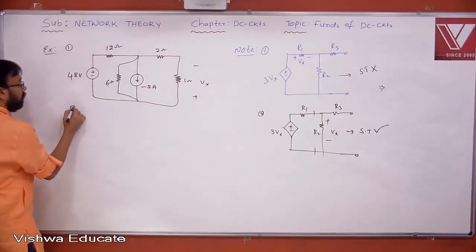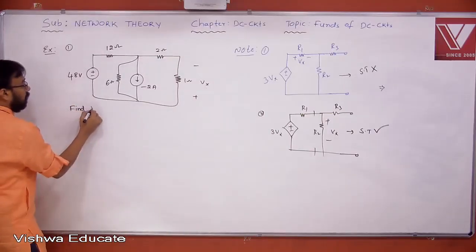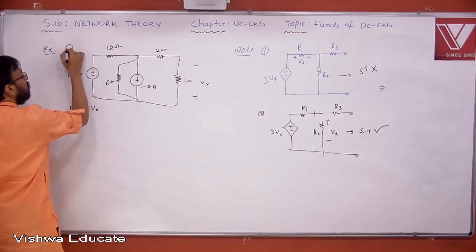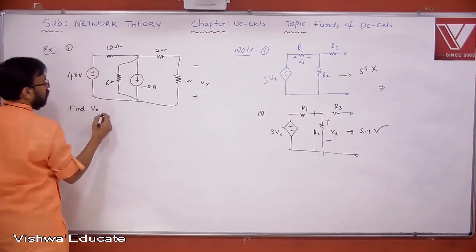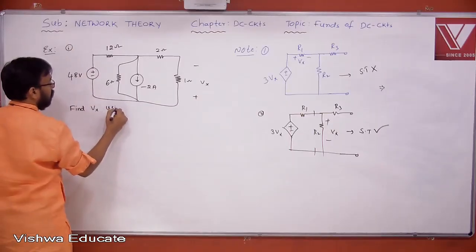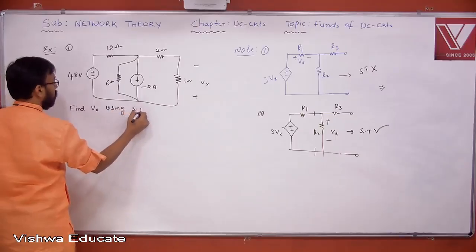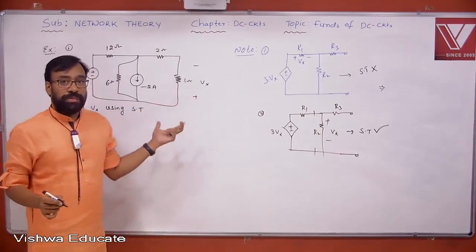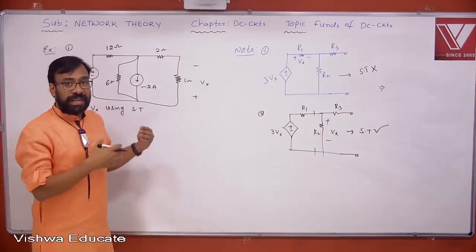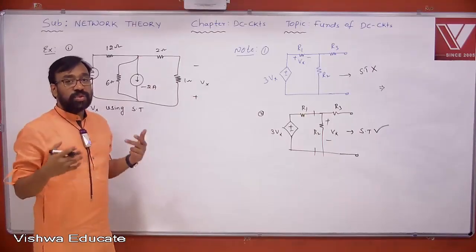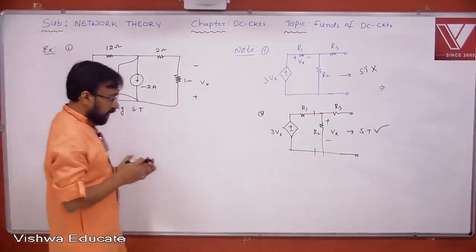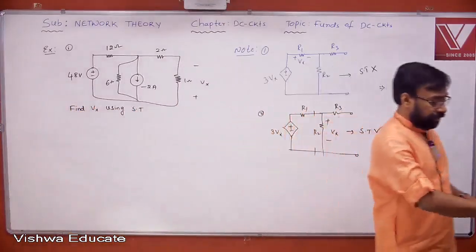Find Vx using source transformation. See, you can find Vx using any method. There are so many methods, okay? But what is my intention here? To experience the source transformation. I hope you understand the point. Okay? Find Vx using source transformation.